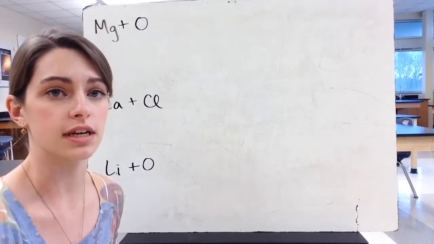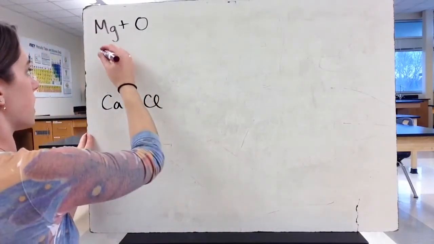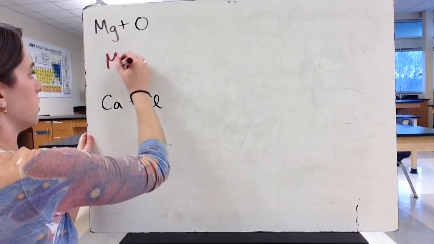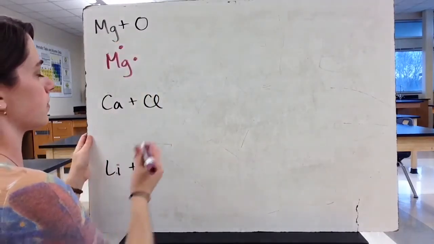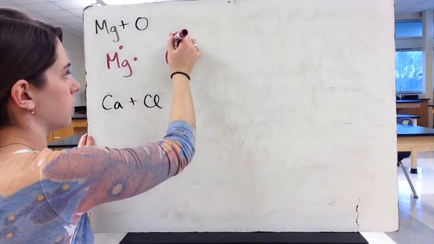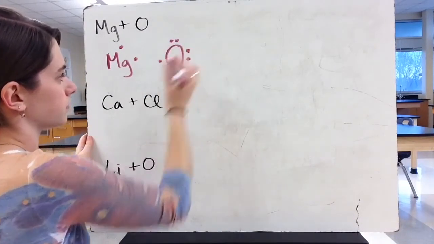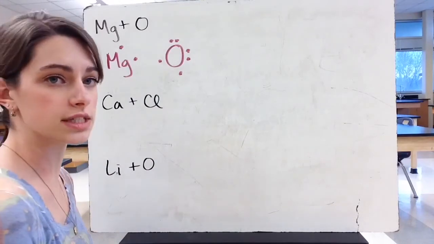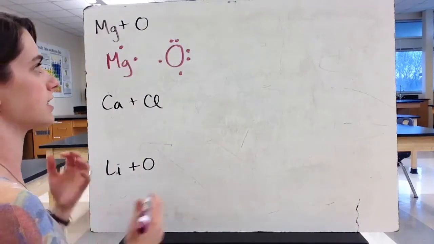Our next example is going to look at magnesium and oxygen. So magnesium, based on its location on the periodic table, we know has 2 valence electrons. And oxygen, because of its location, we know has 6. Okay, so we've drawn our Lewis dot diagrams. Now we need to figure out how they're going to get to their octet.